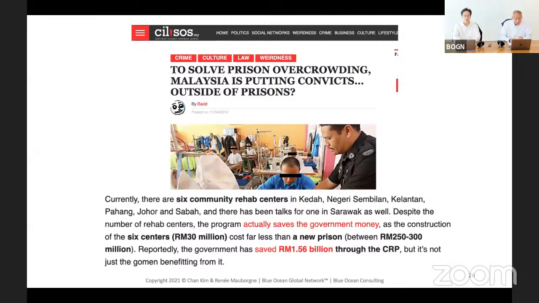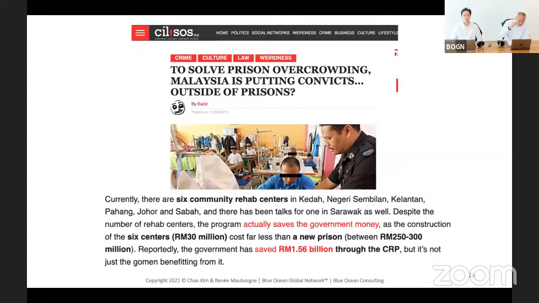Can you imagine, if we had to build a new prison, it's about 250 to 300 million ringgit to build one. And it would take a number of years to build one. And it will take a lot more ringgit to maintain it. And by the way, even if you build more prisons, you mix the petty crime offenders with the hardcore, you never solve the recidivism problem. And most of all, nobody wants a prison built in their neighborhood. So it's a very, very unattainable solution.